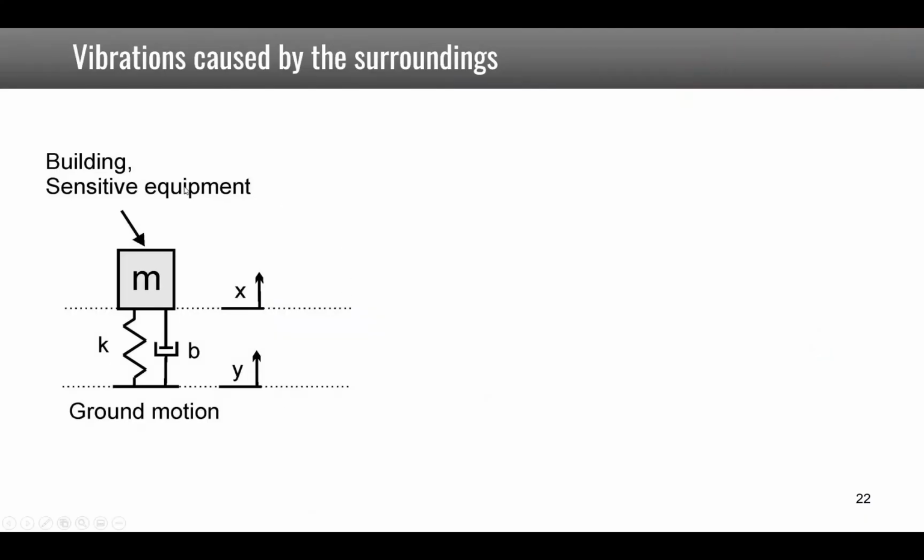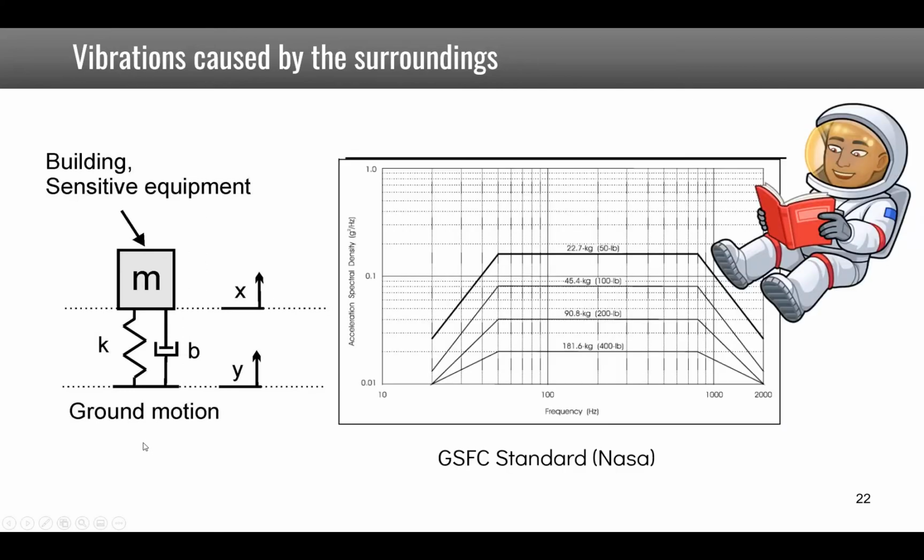So consider a building or a sensitive equipment which is subject to some ground motion. The ground motion could be, for example, a satellite that is put in a launcher, and the satellite is vibrating and transmitting some motion through the base of the satellite. For example, there is the GSFC standard at NASA for this kind of equipment, where we have the power spectral density of acceleration that the satellite will be subjected to.